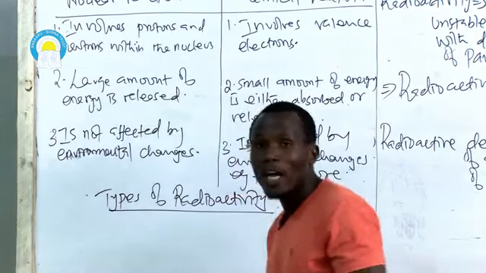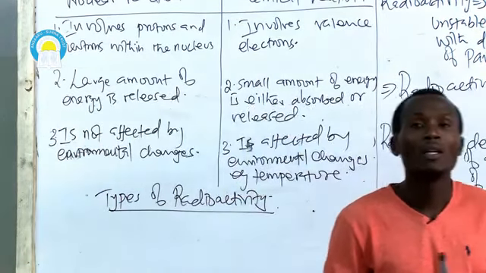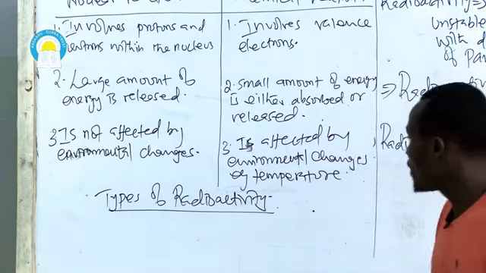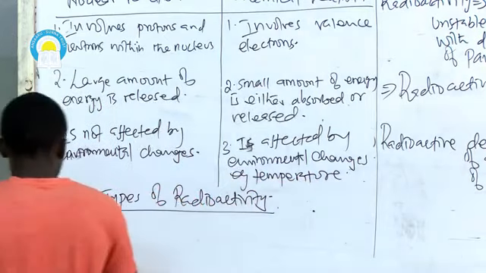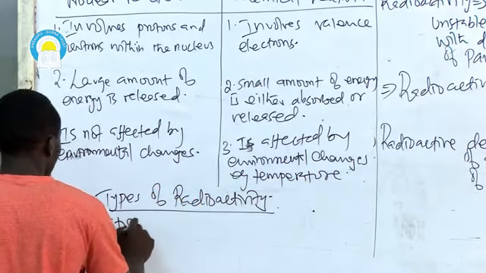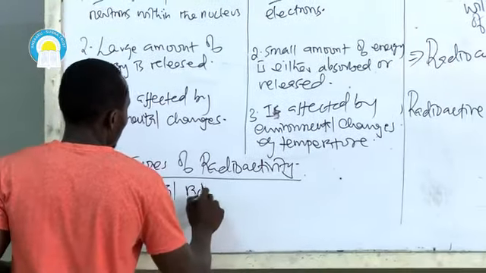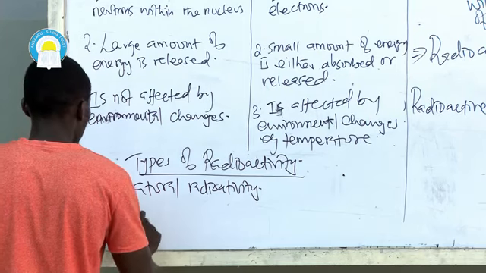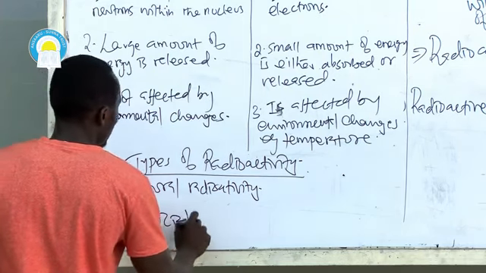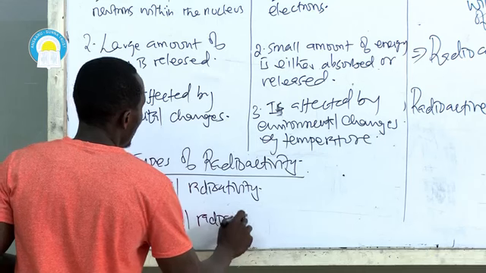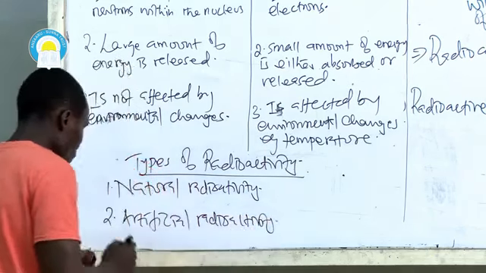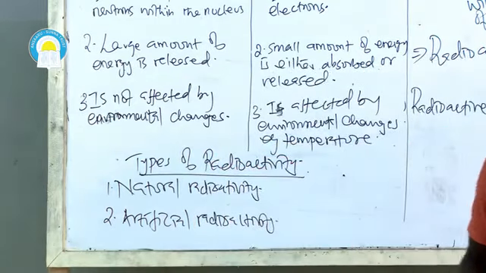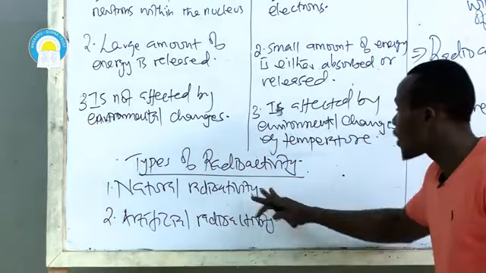We have got two types of radioactivity. One, natural radioactivity, and another one is artificial radioactivity. So the first one is natural radioactivity, and the second one is artificial radioactivity. When we talk about natural, from nature, this one occurs naturally.